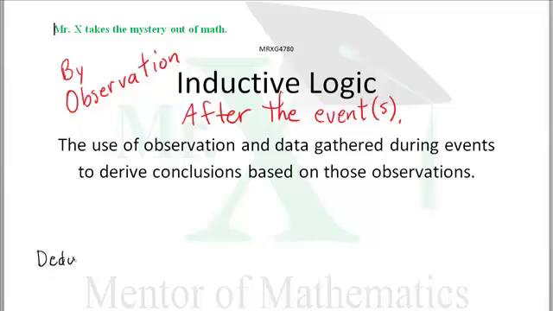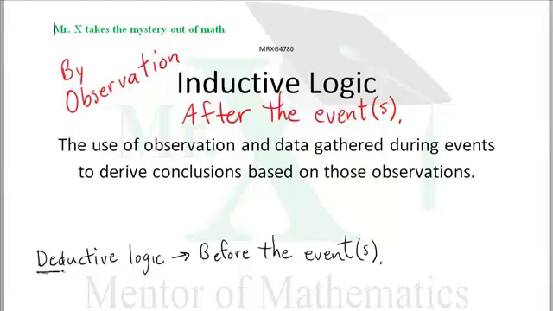We can contrast this with deductive logic. We would employ deductive logic before the event. You know it would be a bad idea to jump off the Empire State Building. You know that before jumping off. So don't jump off. That's why they have big bars up there, to keep people from doing something stupid like that.